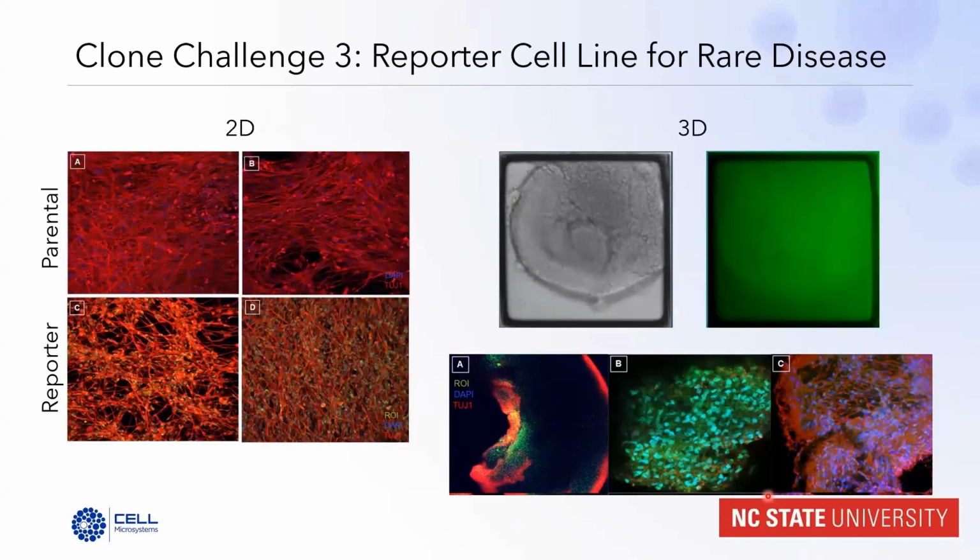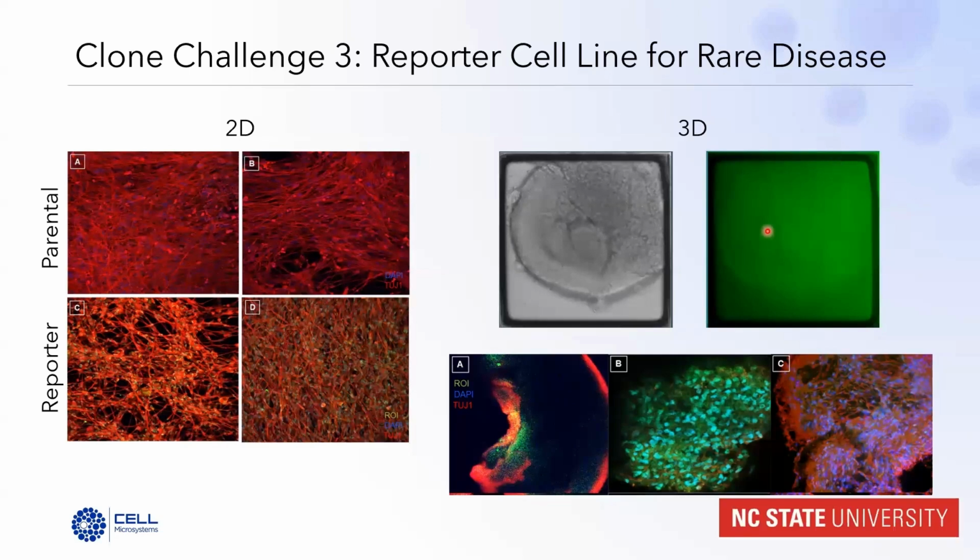Importantly, after we generated these iPSCs, both we and the lab at NC State differentiated the cells. You can see on the left-hand side, the iPSCs were differentiated into mature neurons in 2 dimensions. And as you can see in the bottom 2 panels, in GFP, the region of interest that we knocked in as a reporter is in fact expressed in the reporter, but not in the parental.